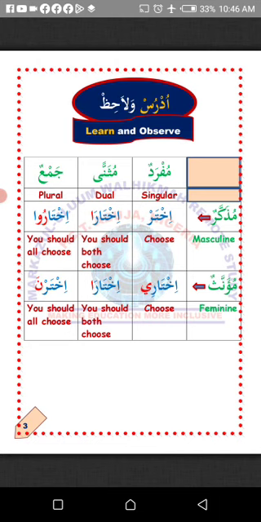Now we talk about muzakkar. Mudhakkarun, masculine. This is a word in Arabic that represents a male person or a male object. Just like the verb ikhtar can only be used to command a single male person to choose.